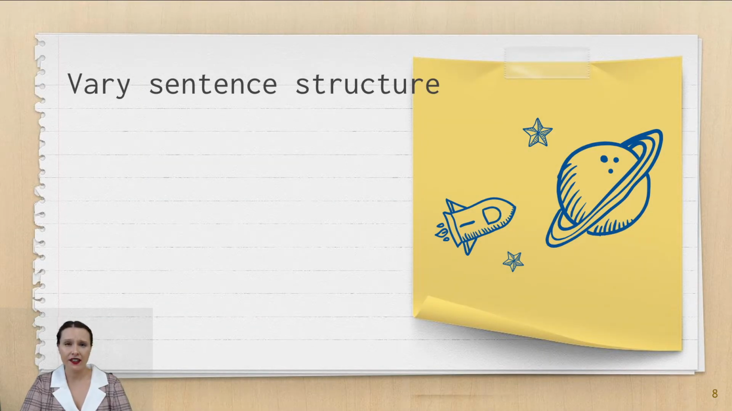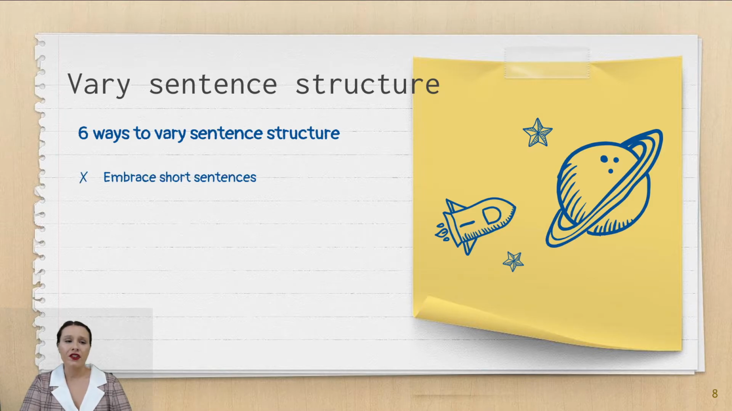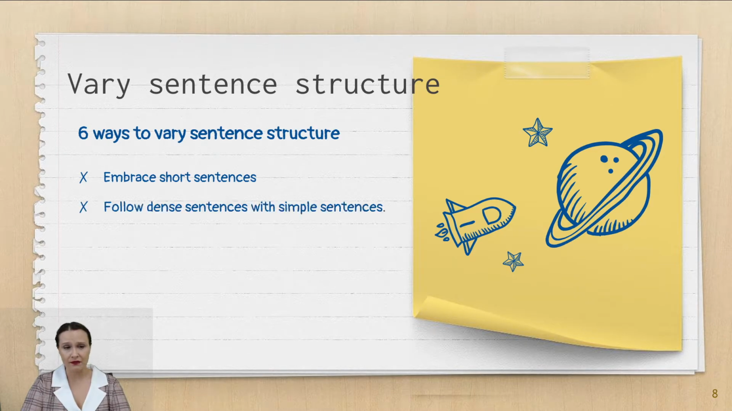The fourth factor is varying sentence structures, and there are 6 different ways that you can do this. The first one is to embrace short sentences. Sometimes when we are writing academic essays, we feel like we need to write exceptionally long sentences, and this isn't always true. It's specifically important when you've written a whole bunch of sentences that are very dense. Follow up those sentences with simple, short sentences. It's just easier for the reader as it's not so tiring to read.